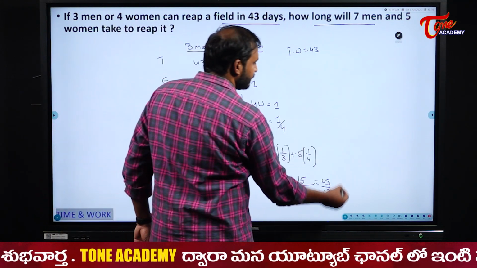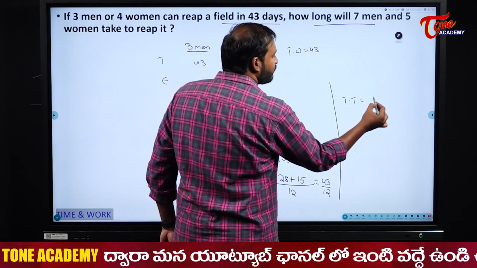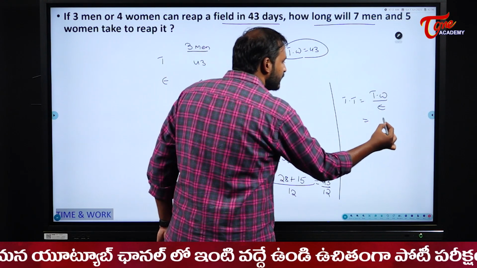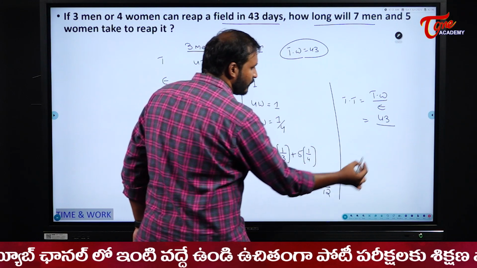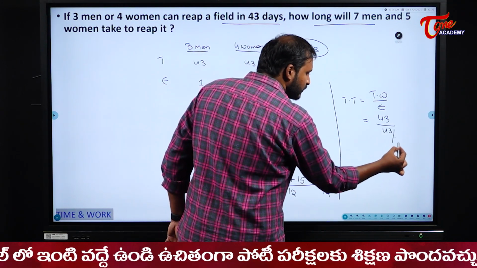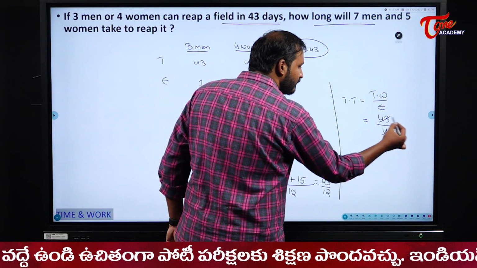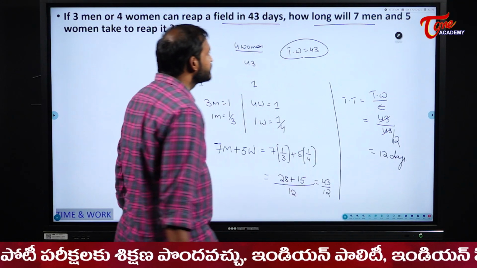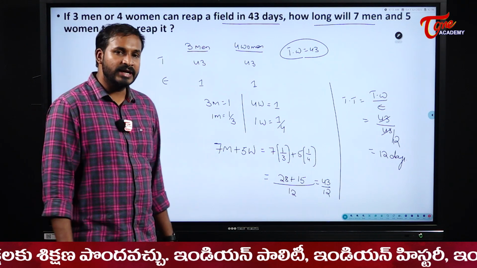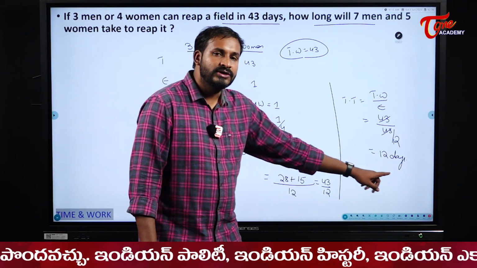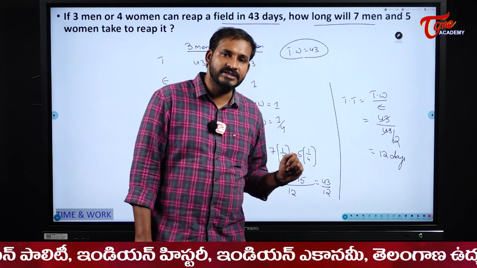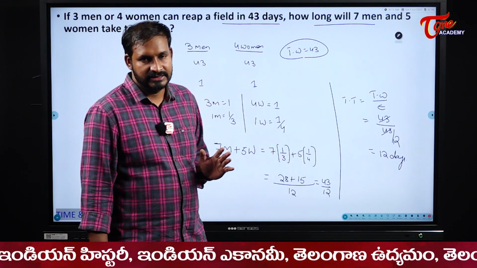Now the time taken by them. Time taken will become what for us here? Total work by efficiency. What is the total work we have? 43. And what is their combined efficiency? 43 by 12. So this 43 will get cancelled and 12 will come to the numerator. So it will become what? 12 days. That means 7 men and 5 women can finish the job in how many days? 12 days. Job means reaping the field here. They can finish it in 12 days.